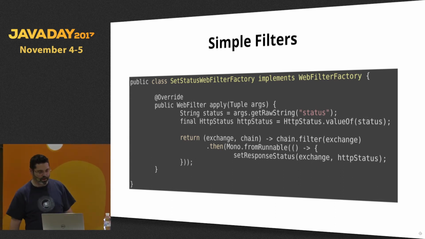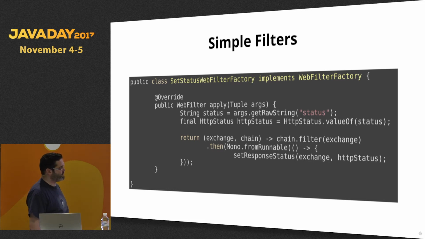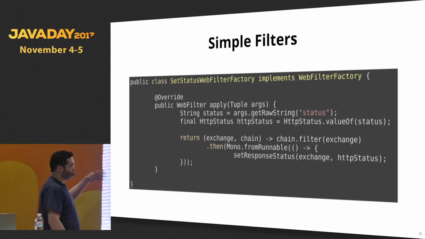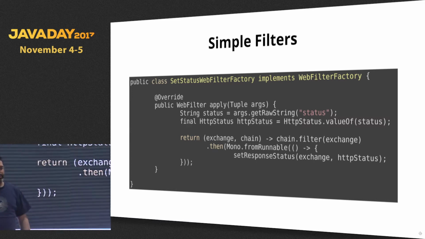operator on a mono from Project Reactor. And if it was a pre-filter, you would just execute the code before the chain.